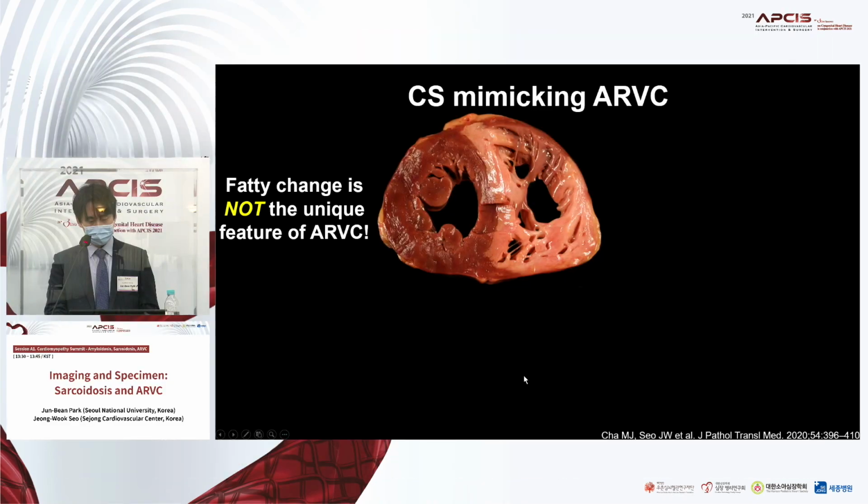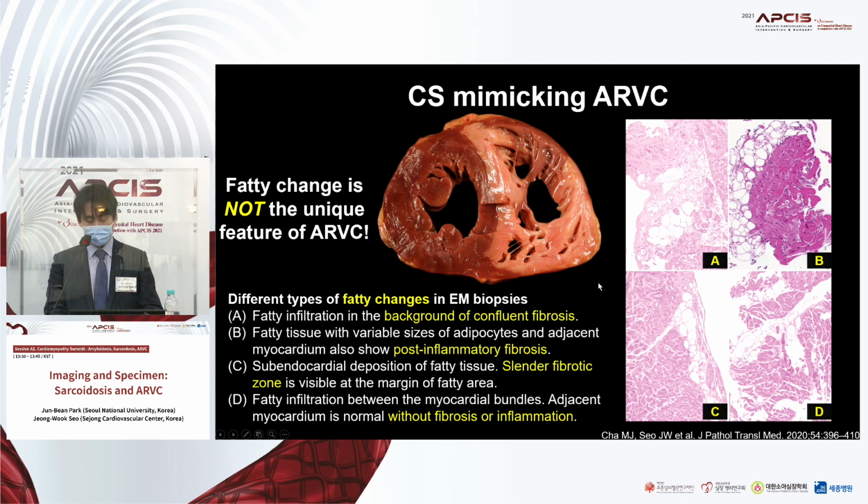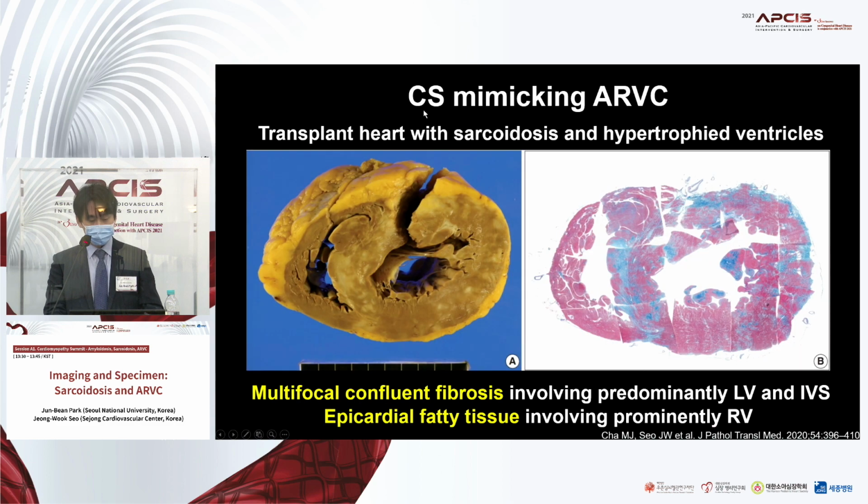Okay. So as explained by the professor, fatty changes are more extensive and prominent in ARVC than cardiac sarcoidosis, but we can say that fatty change is not a unique pathologic feature of ARVC. This is a paper published by the professor, wonderfully summarizing the indirect pathology indicators for cardiac sarcoidosis, not ARVC. As shown here, there are different types of fatty changes in endomyocardial biopsies obtained from cardiac sarcoidosis patients. And this is one example.